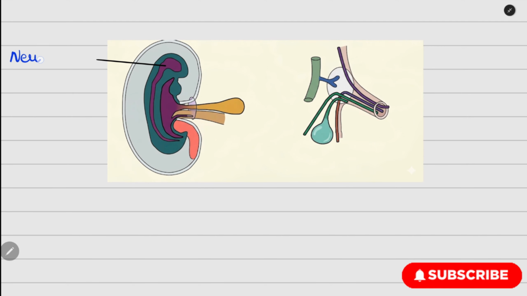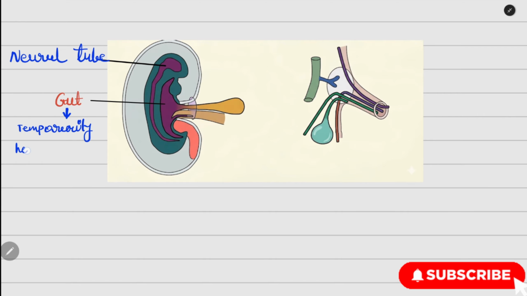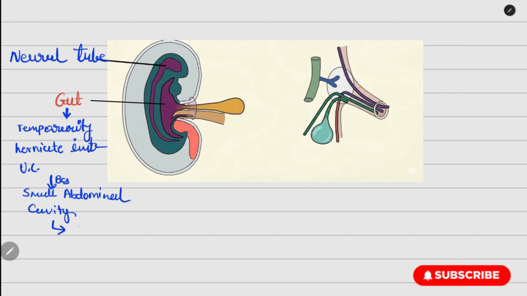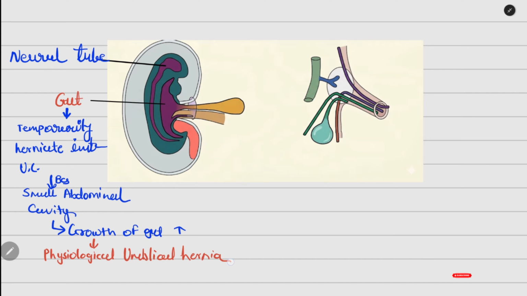Let us see the diagram. This is the neural tube and this is the gut tube. The gut tube will herniate into the umbilical cord because the abdominal cavity of the embryo is small but the gut is growing faster and there is no space for it. This is known as physiological umbilical hernia. It will go back to the abdominal cavity again.